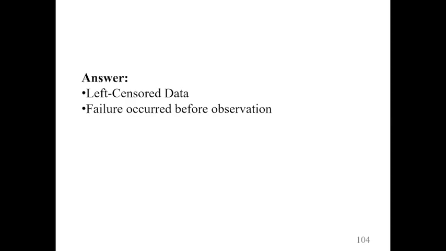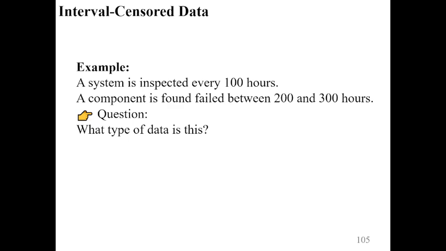Left censored data occurs when a failure has already happened before the observation begins. In such cases, we know that the failure occurred, but we do not know exactly when. This type of data is less common, but still important in certain applications, such as maintenance inspections or historical data analysis.